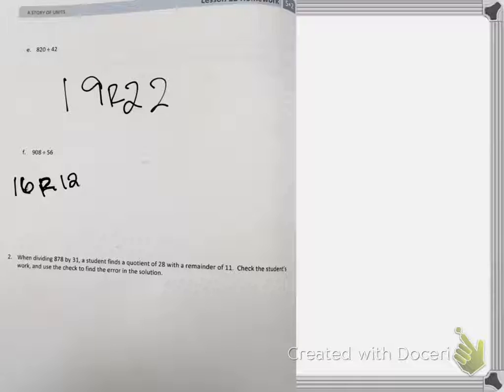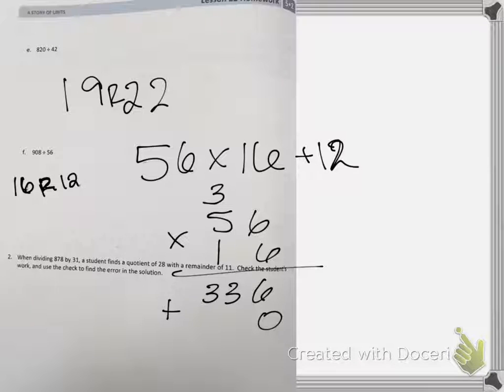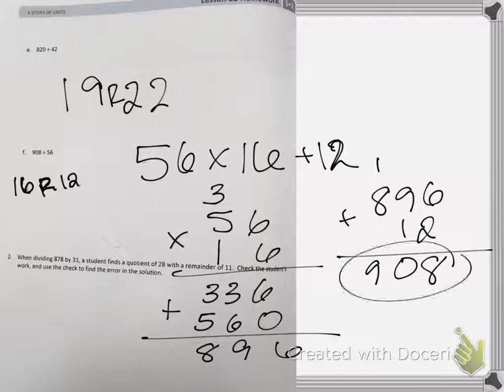So I have my divisor, I have my quotient. So 56 times 16 plus 12. 56 times 16. 6 times 6, 36. 6 times 5, 30. So 336 plus, got to put that place value holder, 6, 5. So we got 896. Well, 896 plus 12. 8, 0, carry the 1. 908.